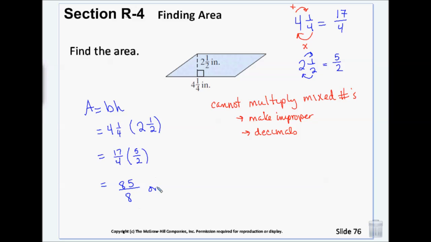However, they may want you to enter it on the computer as a mixed number. So if you entered this and they said it was wrong, you want to convert back. So to convert back, you divide. 8 goes into 85 ten times with 5 left over. So this is 10 and 5/8.